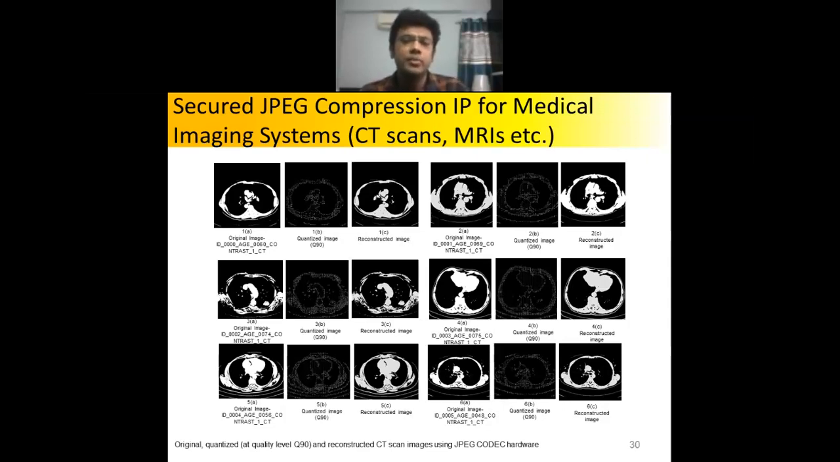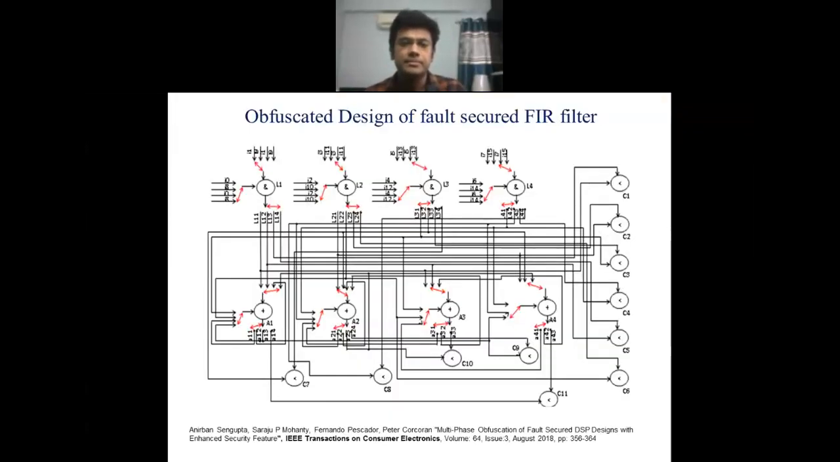Few more examples from medical domain. For medical imaging systems, we can also develop secure JPEG compression hardware. As you can see, the pixel intensity values of these images are generated through the obfuscated JPEG compression hardware. These are CT scan images of different patients taken from some publicly available database, and you can see our secured hardware was able to generate the accurate pixel intensity values of these medical images.